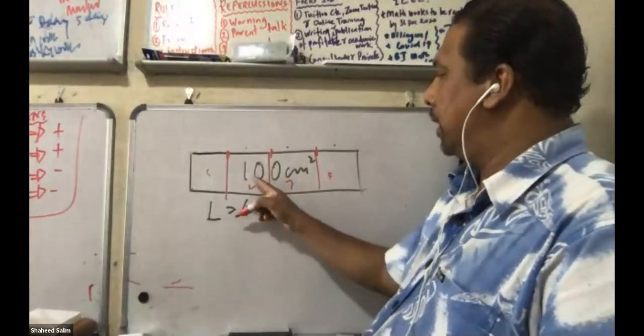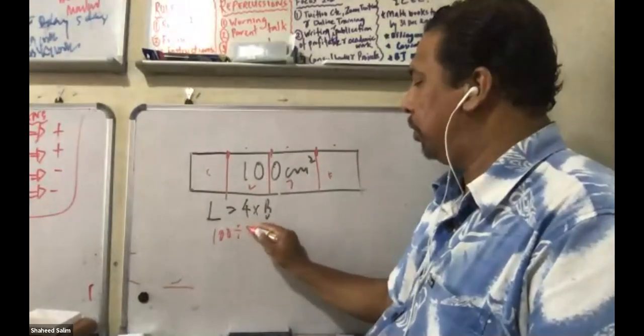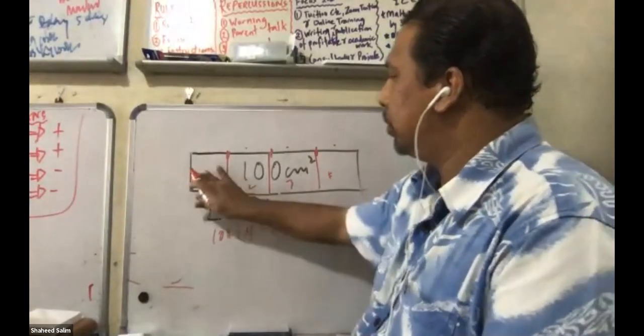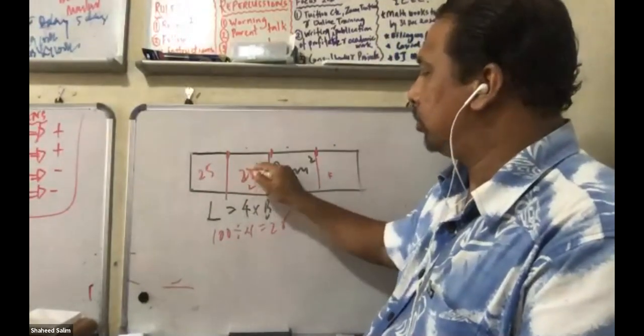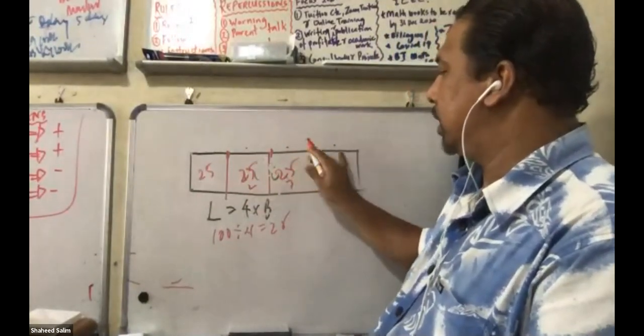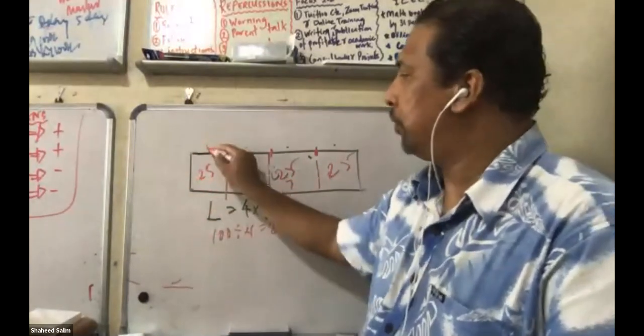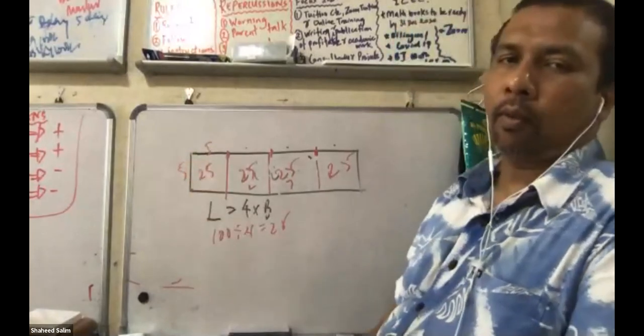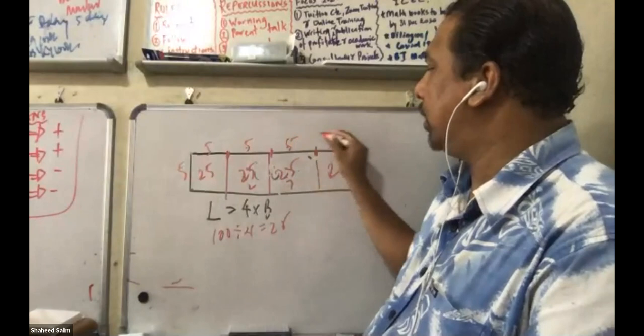So now the area of the whole thing is 100 square cm. So take 100 divided by 4. Get 25. So down here is 25 square cm. What times what equals 25? Oh, 5 times 5. So 5 times 5, you get 5, 10, 15, and 20.